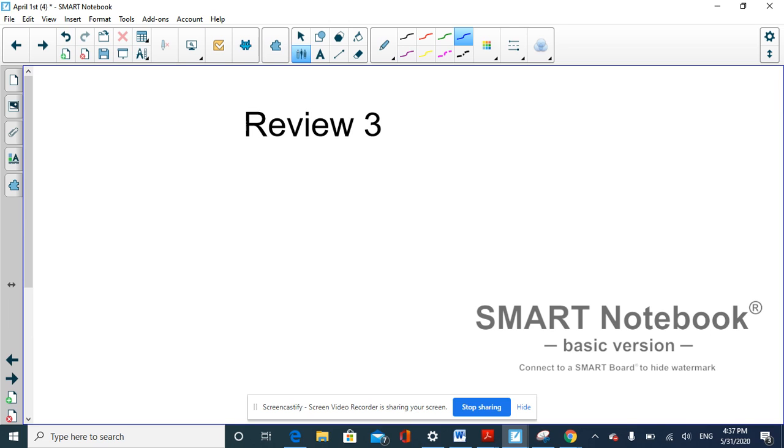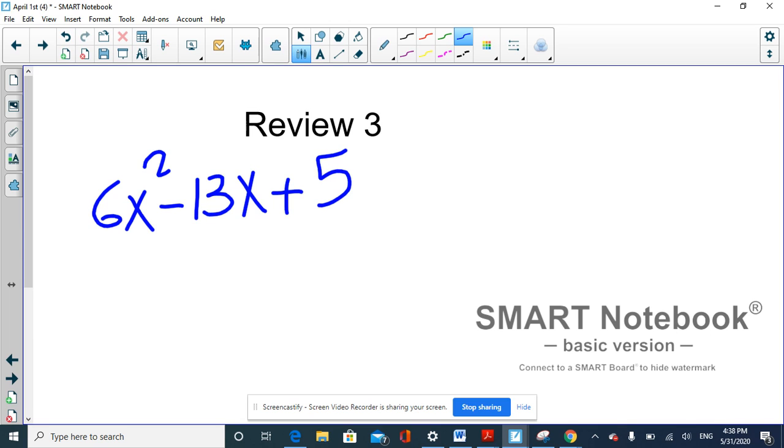We will start with this example: 6x squared minus 13x plus 5. Okay. We want to factor this completely. This is a trinomial, and I want to remind you how we can factor a trinomial.